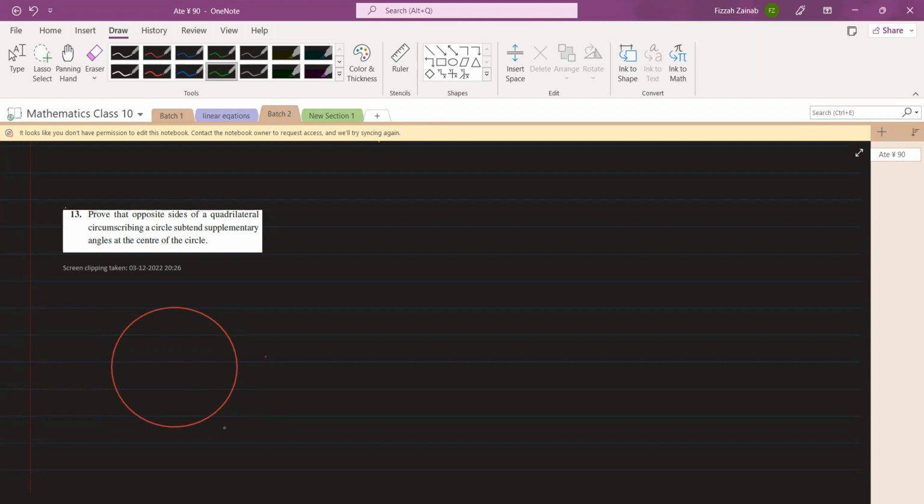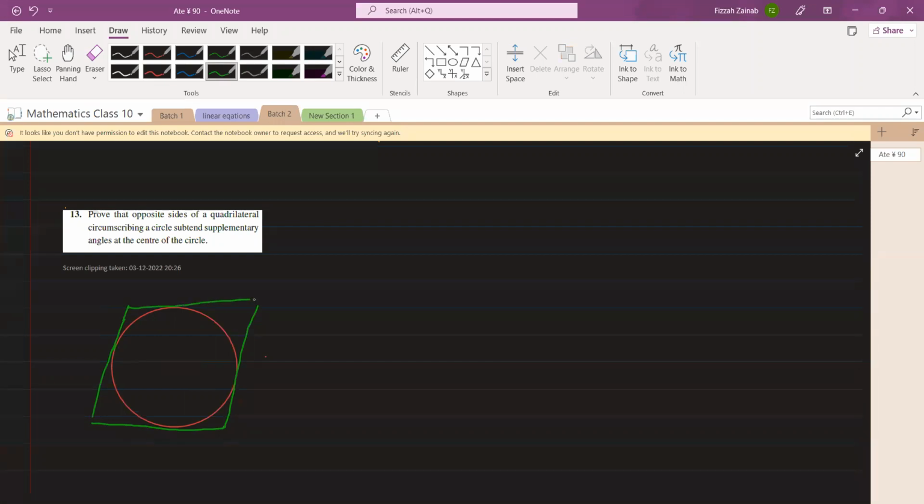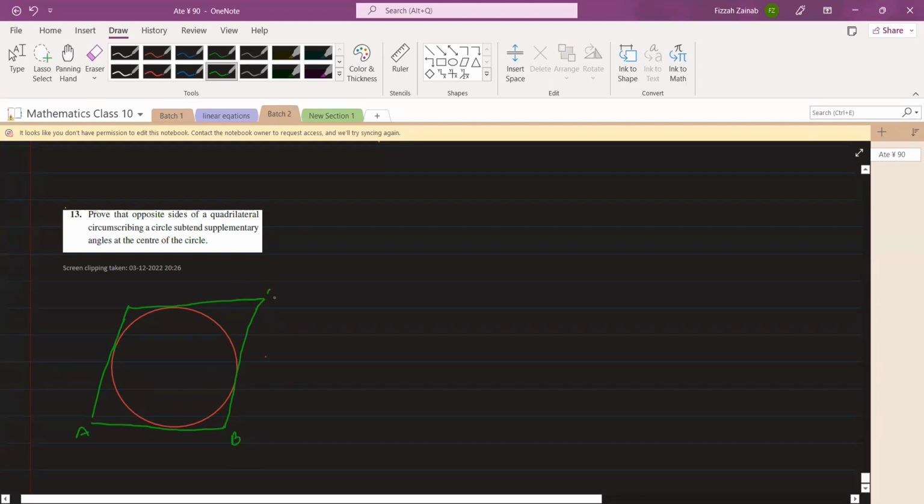So I can take 1 point, if I take it very close. So I get a tangent like this, right? And then you can draw one tangent like this. So it's not a parallelogram, right? It can be of any shape. And this is the center O.